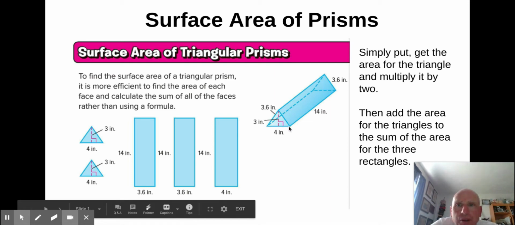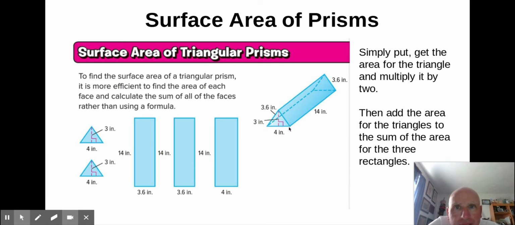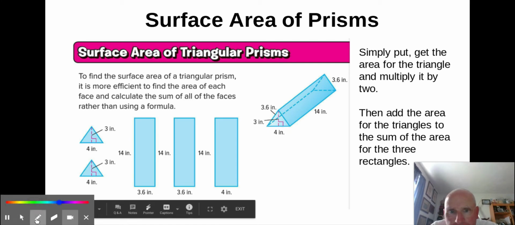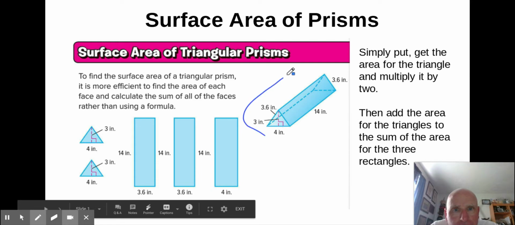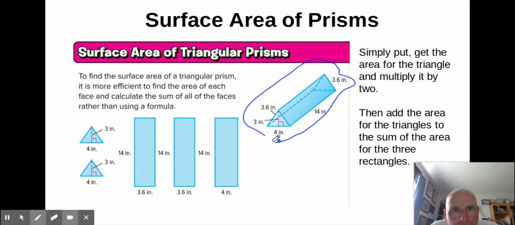All right, let's talk about this, finding the surface area. And we'll start off with probably the more difficult of the two here, triangular prisms. And so it's like right here, you have your triangular prism. So we got a triangular prism.